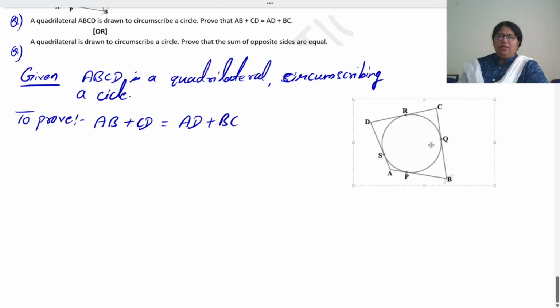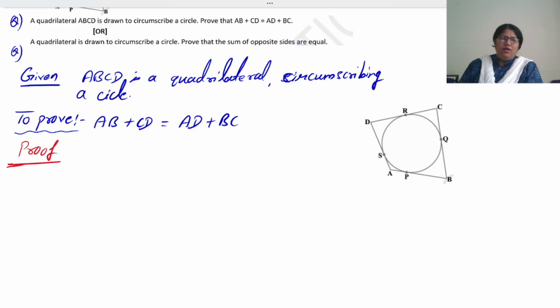Now if you see here, how many tangents do you see? AP and AS are two tangents drawn from the exterior point A, which will be equal in length. DR and DS are another pair of tangents from exterior point D. From C, CR and CQ are going to be equal, and from B, BP and BQ are equal. So the second theorem states that tangents drawn from an external point are always equal in length. We are going to use that theorem to prove this. So let us take the proof, right?